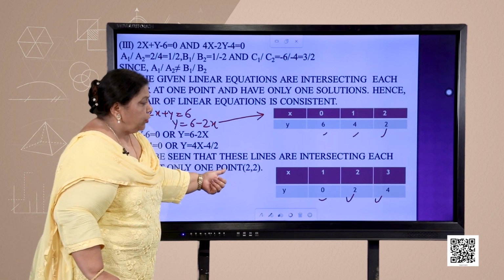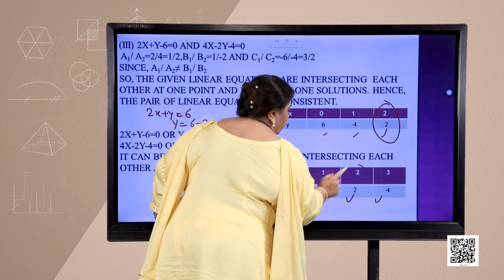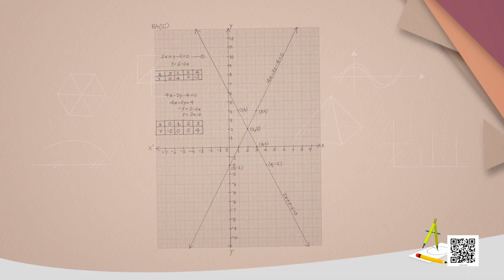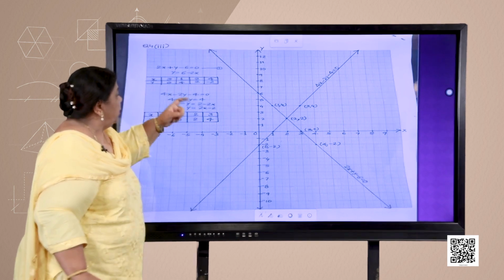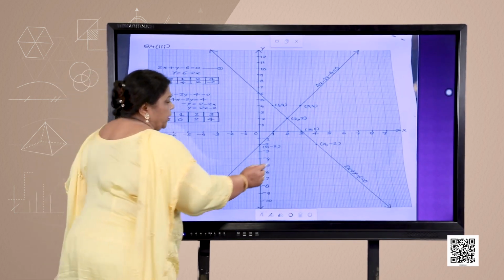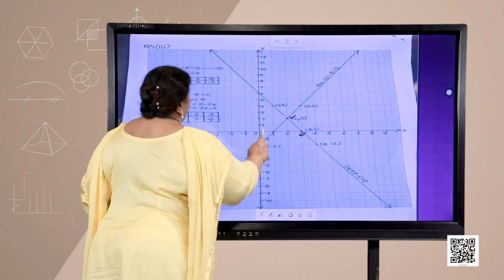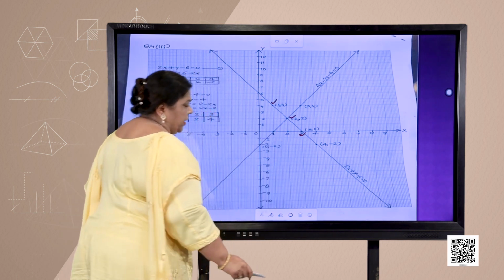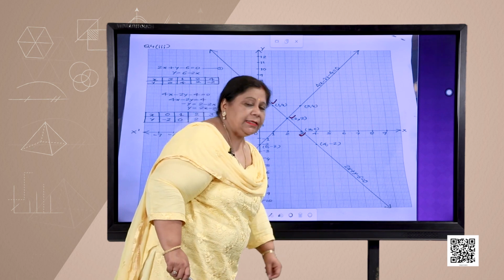What is that? 2 comma 2. You can observe here we get common solution 2 comma 2. We have the graph here. In this, 2x plus y minus 6 is equal to 0. For this the points plotted are, you can see 3 comma 0, then 2 comma 2 and 1 comma 4. We join these points, we get the graph of this linear equation 2x plus y minus 6 is equal to 0.